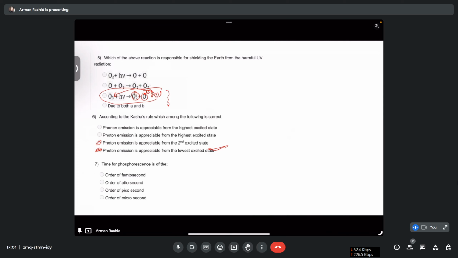Question number 6. Now question number 7. Time for the phosphorescence is. So as I showed you before, there is fluorescence and there is phosphorescence. The fluorescence is a very fast process. Once it absorbs, de-excitation happens and the fluorescence happens. But the phosphorescence is a delayed process. It is actually a forbidden transition, so it can happen even for hours after the absorption has taken place. So it's a slow process. The time for the phosphorescence is of the order of microseconds. D is the answer.